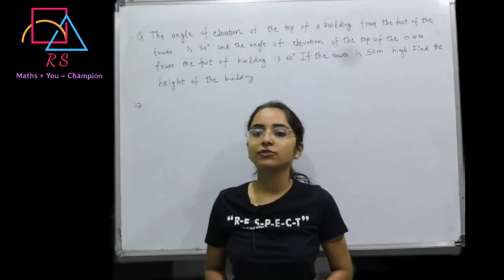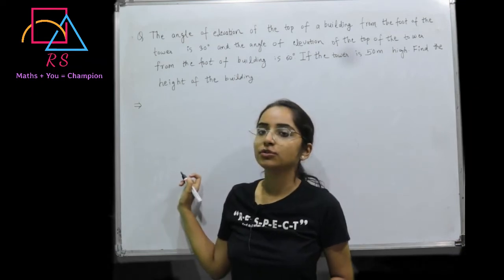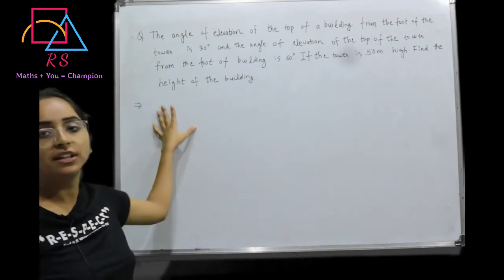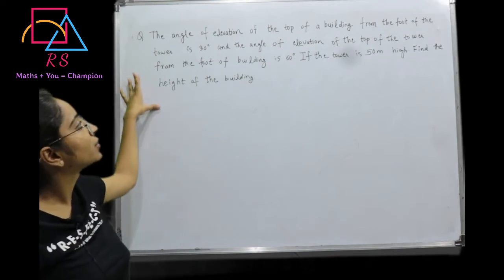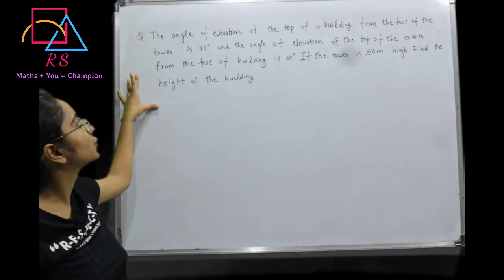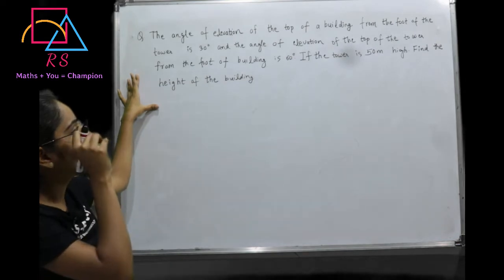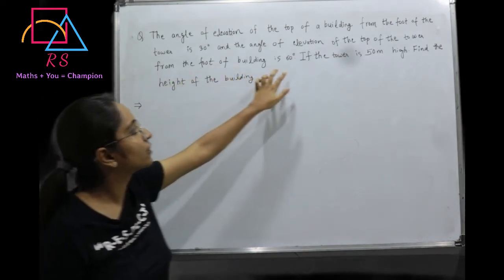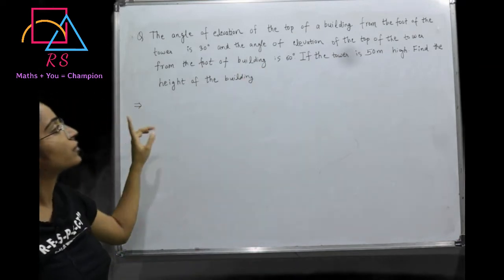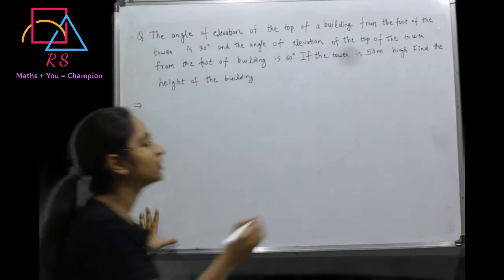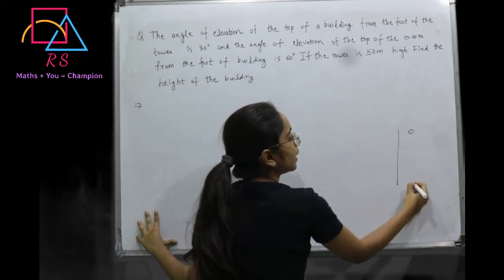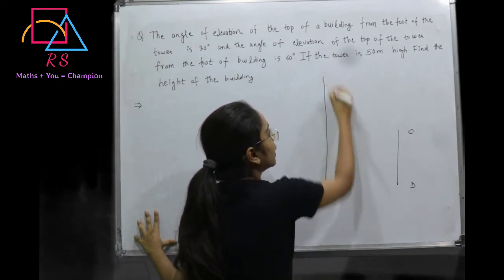This is the next question which we are going to solve related to heights and distances. I'll first of all see what's given in the question. The angle of elevation of the top of a building from the foot of a tower is 30 degrees, and the angle of elevation of the top of the tower from the foot of the building is 60 degrees. So we are given a building and a tower. I'll consider the building as CD and the tower as AB.